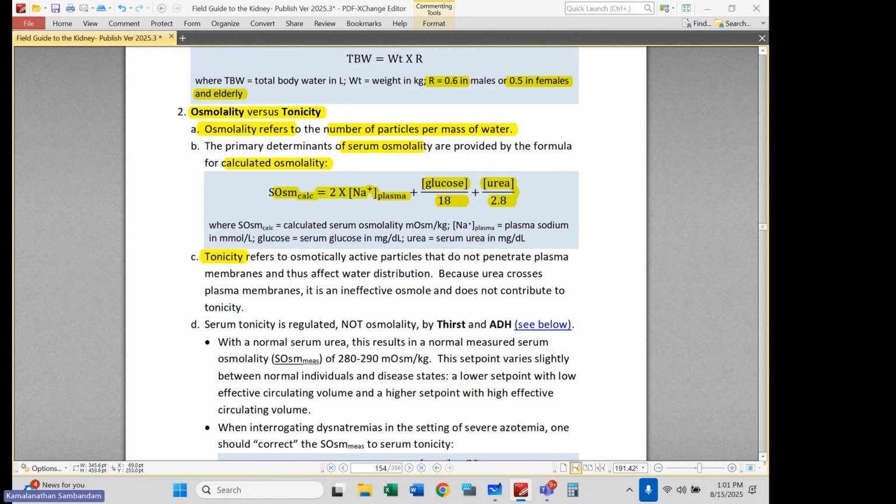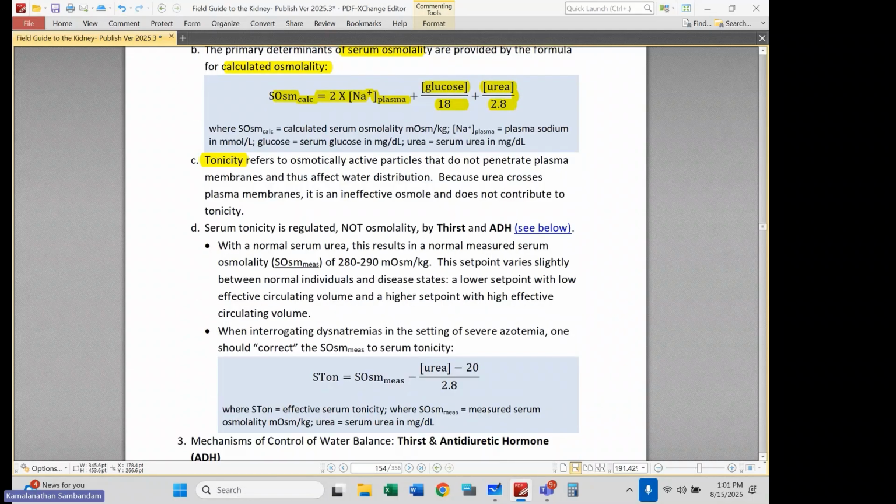We'll talk about correcting for this tonicity in a moment, okay? Tonicity refers to osmotically active particles. Urea is an ineffective osmol unless you're changing urea concentrations quickly. So urea can transiently be an effective osmol and may cause things like dialysis disequilibrium, can cause cerebral edema when you're dropping urea concentrations quickly before that equilibration takes place. Okay, so it can transiently affect tonicity, but not in the long phase.